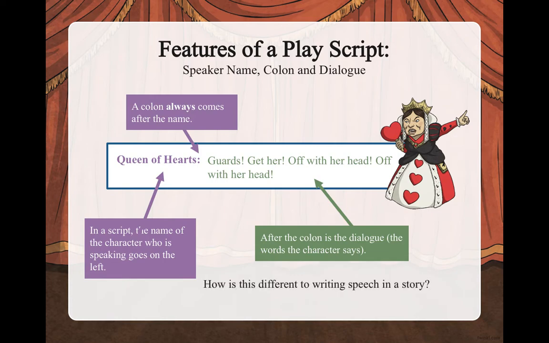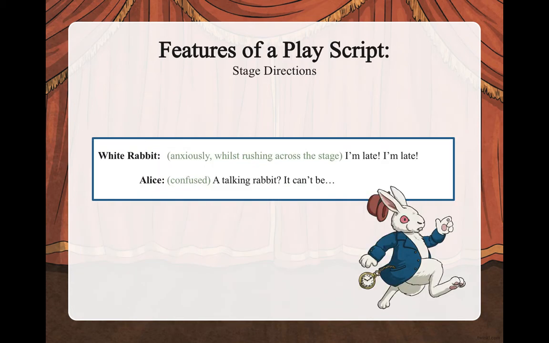Let's move to how is this different to writing speech and story? What do you notice here? Someone's talking. What's missing? Yes, you're right. If it was in a normal story, in a book, there would be inverted commas or speech marks. And in a play script, there are no speech marks or inverted commas. Just the words the character actually speaks.